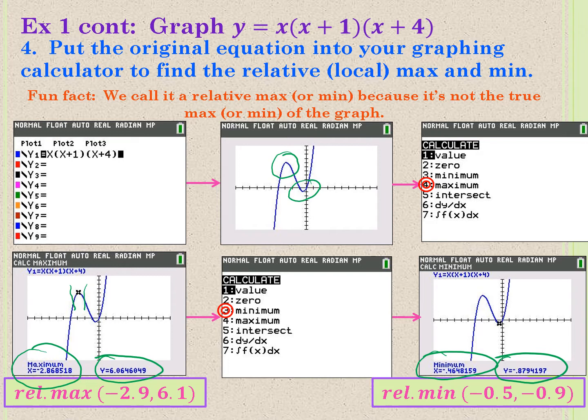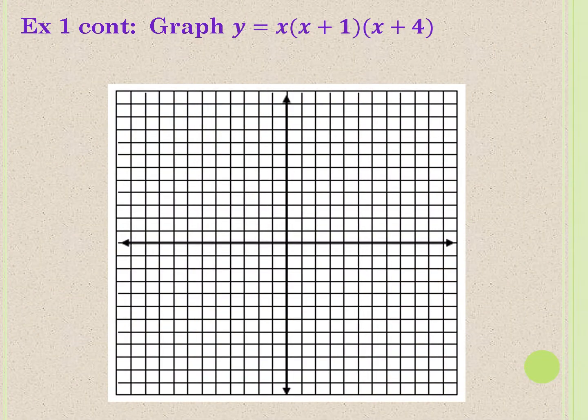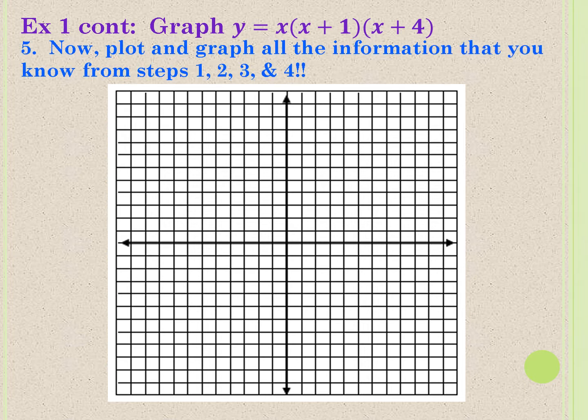Okay, so we've got our zeros, we've got our end behavior, we've got our y-intercept, we've got our relative max and mins. Now let's graph. Let's graph those 4 pieces of information we found. I always plot all of my intercepts first. So I plot the x-intercept and I plot the y-intercept. And luckily in this case, one of our x-intercepts is also the y-intercept. So we're good there.